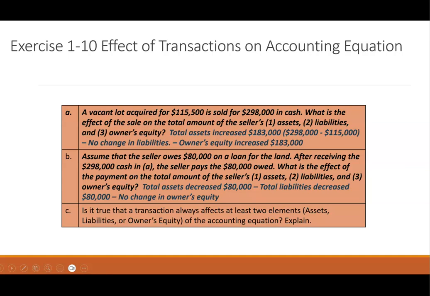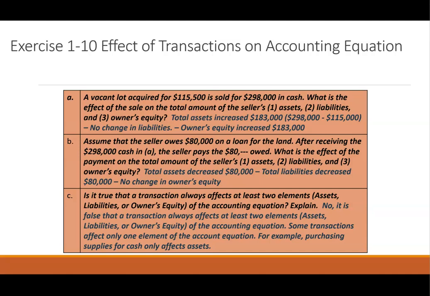So if you think about this, the seller received $298,000 in cash, but they needed to pay down $80,000 on the loan. Okay? So assets decreased by 80,000. Liabilities decreased by 80,000. And no change in owner's equity because they needed cash of 80 to pay down the loan of 80. So assets went down 80, the liability is gone. Assets went down 80, liability went down 80.